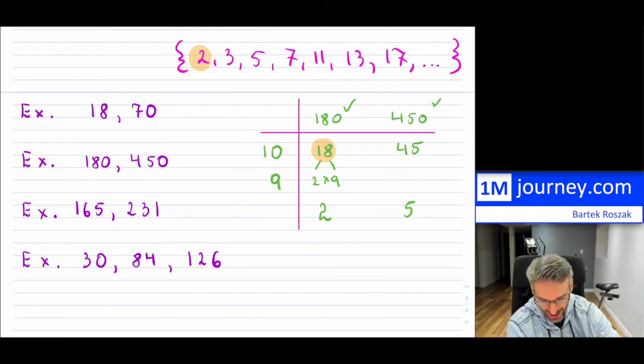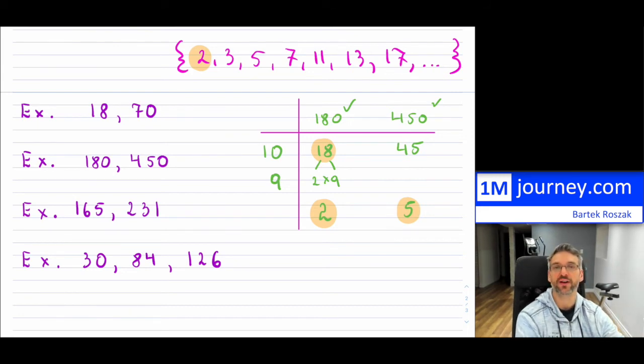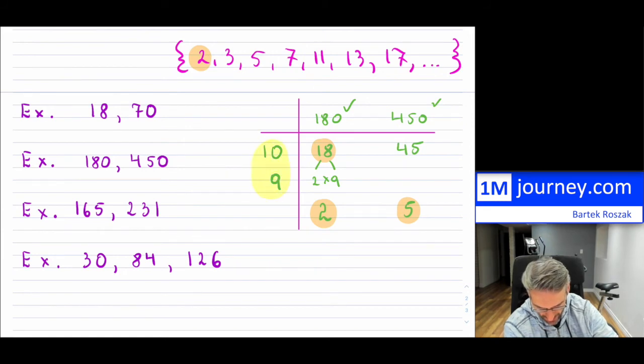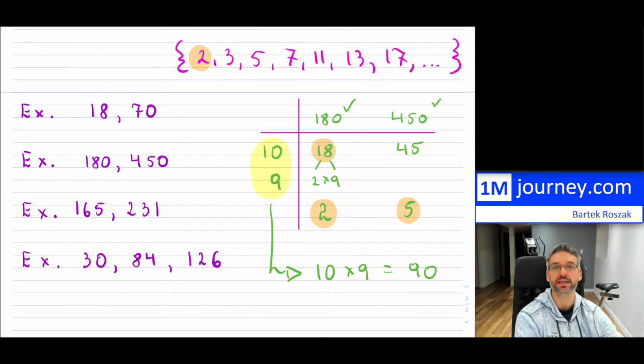But now what I have is a 2, and then a 5. Notice 2 and 5 have nothing in common because they're primes. And because they're primes, I stop. So that means that the factors that I had were 10 and 9. And now what you should do to find the greatest common factor, you just take these factors that you used and you multiply them. And when you multiply them, you're going to get your greatest common factor, which is going to be 90.